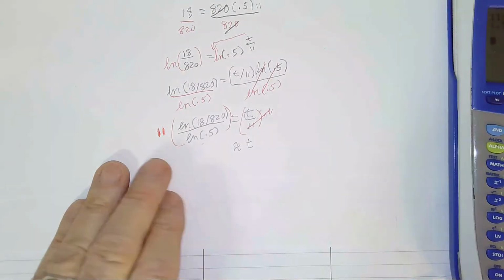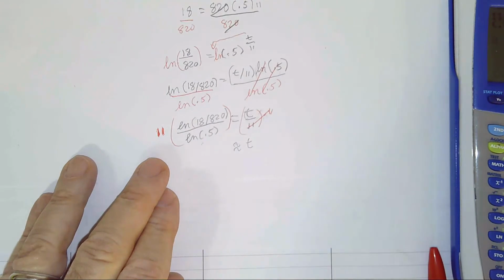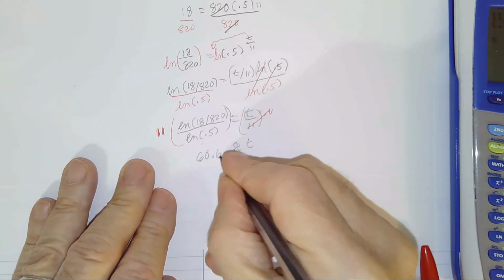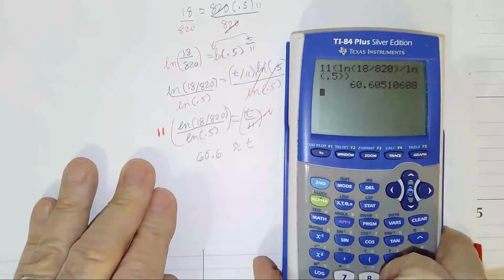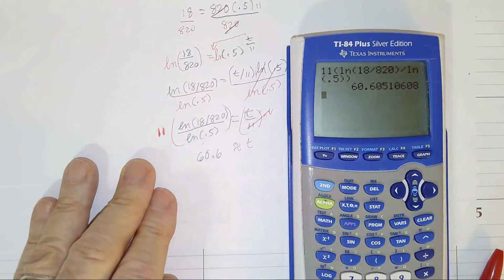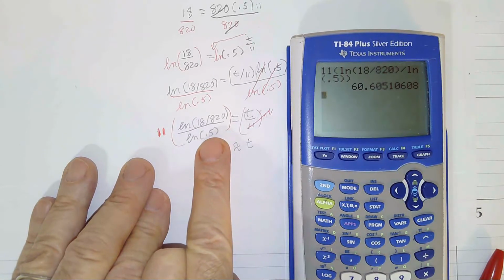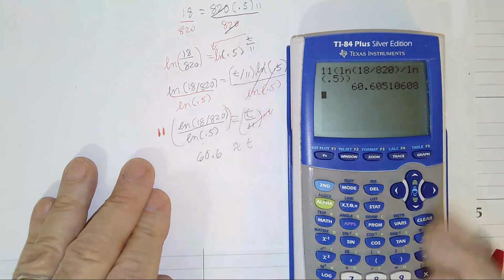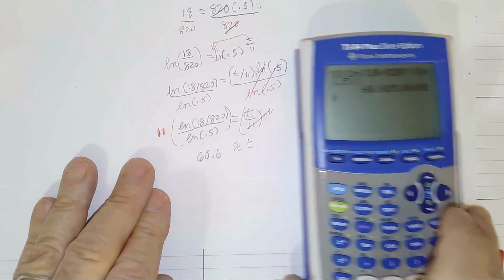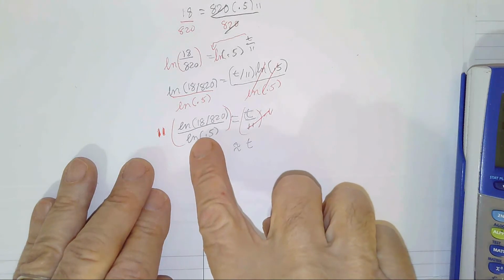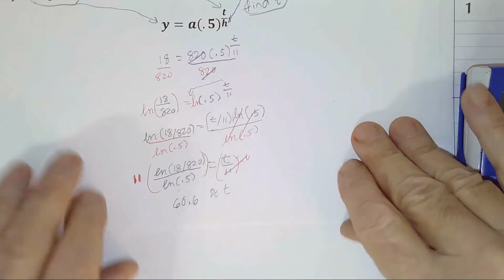It's approximately 60.6, is our answer. Make sure you can see all that. So the idea is you get this all into natural logs, and you can put it in the calculator. If you have an exponent still tied to it, you can't. So you want to get to that point, and then you can put it in the calculator, and you're good. Okay, here's another one.